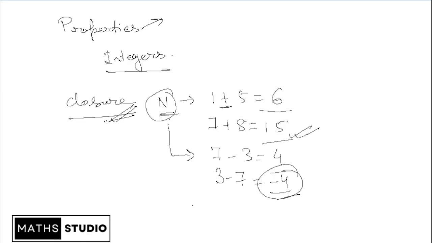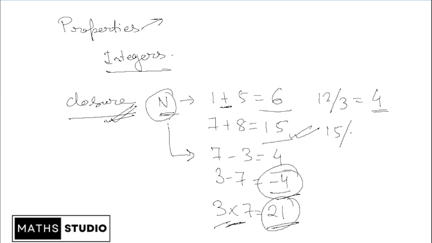Okay, now let us take multiplication for example. In case of multiplication, suppose 3 into 7, that comes to 21. 21 is a natural number. So of course multiplication, whether you multiply whatever two natural numbers, the result will always be a natural number. So that way natural numbers follow the closure property under multiplication. Let us see division. Suppose we do 12 by 3, that comes to 4. It's a natural number. But suppose we do something like 15 by 4, that won't remain a natural number.